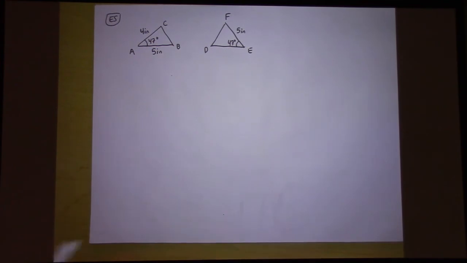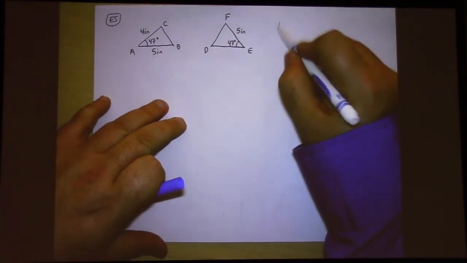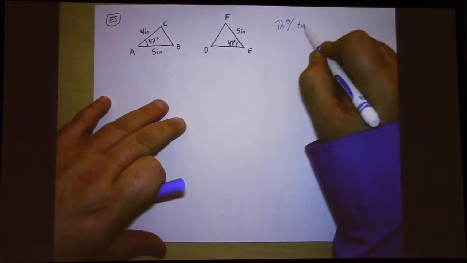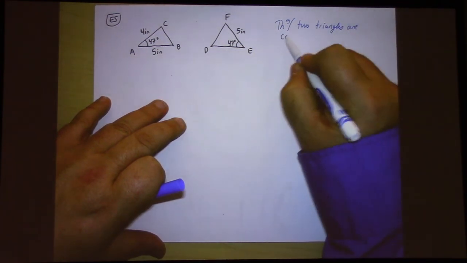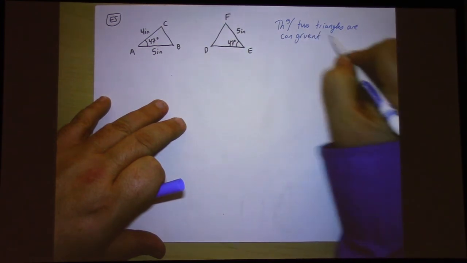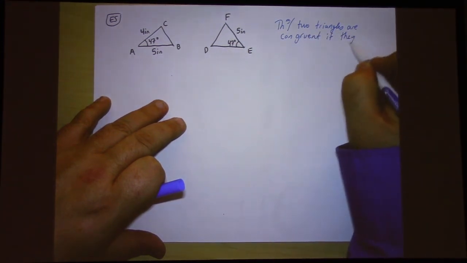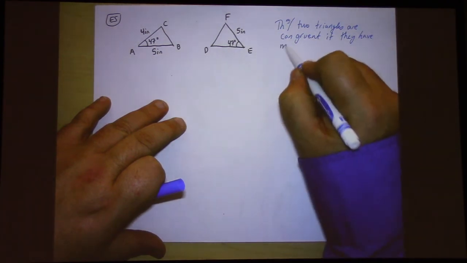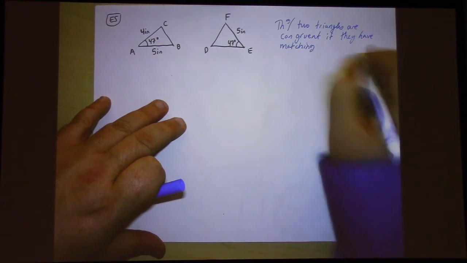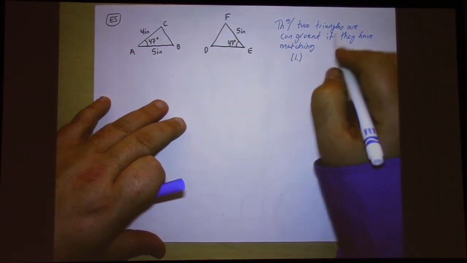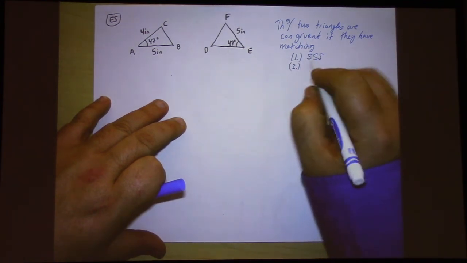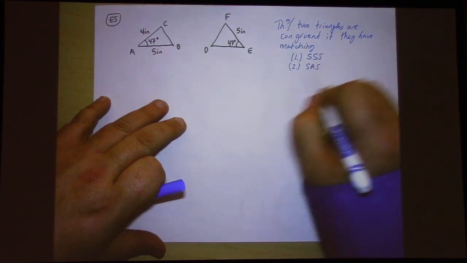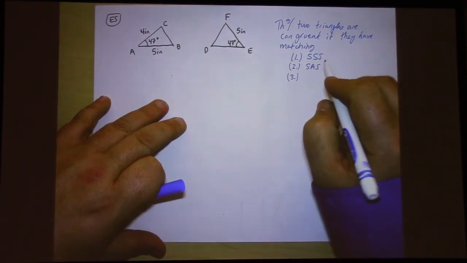So I should probably state that theorem, huh? Theorem: two triangles are congruent if they have matching, and here's the typical nomenclature used, either number 1, side, side, side, or 2, side, angle, side, or 3, angle, side, angle.